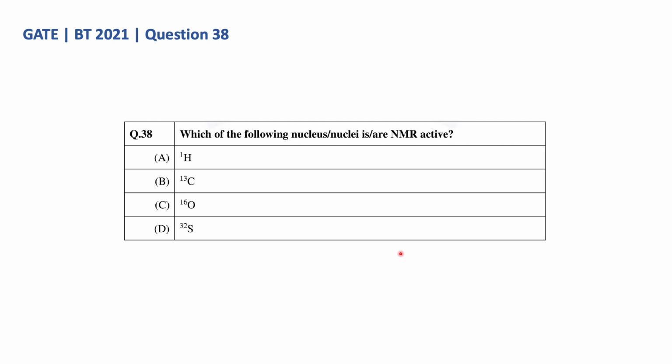So now coming back to the question, which one of the following nuclei is or are NMR active? Like we saw, nuclei with an odd number of protons, like the protium ion, and an odd number of neutrons, like carbon-13, are NMR active. So options A and B are the correct answers for this question.